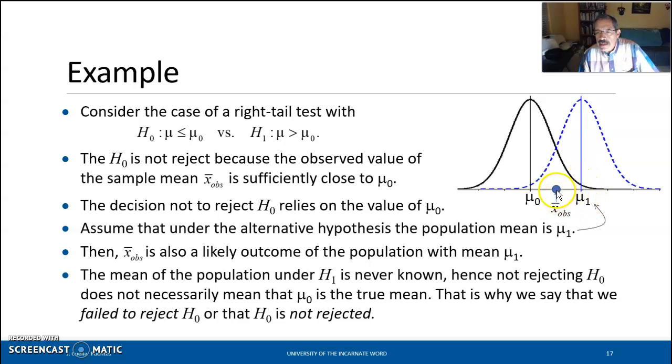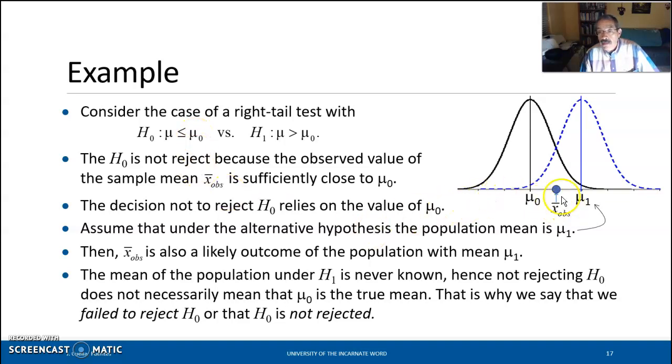So now you can see that the observed value of the statistic is not too far from mu sub 1. So this is a likely value for this distribution with mu sub 1. But this mu sub 1, or in other words, the mean under the alternative hypothesis, is never known. So when you reject or do not reject the null hypothesis, it does not necessarily mean that this value mu sub 0 is a true mean.